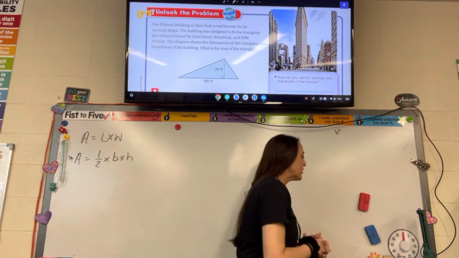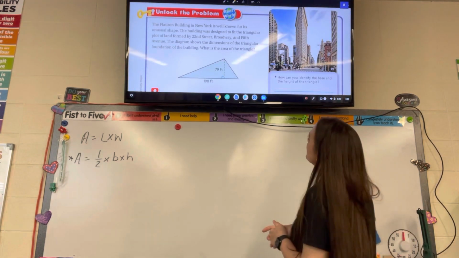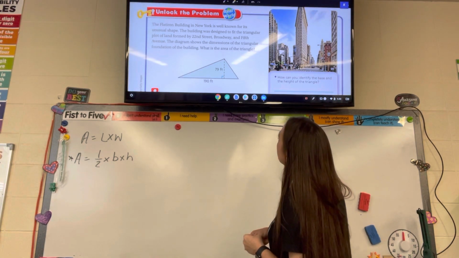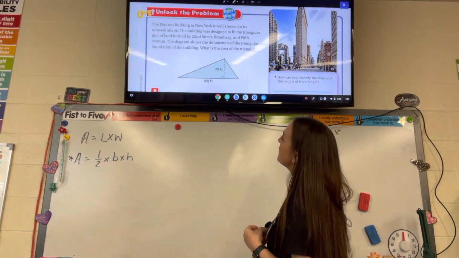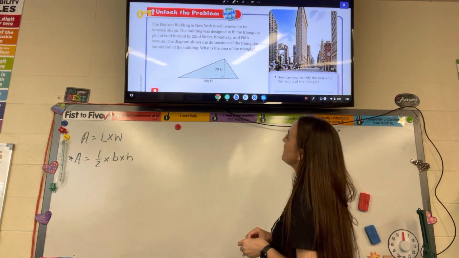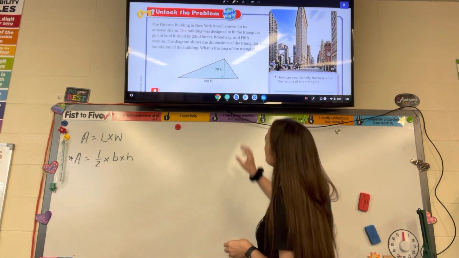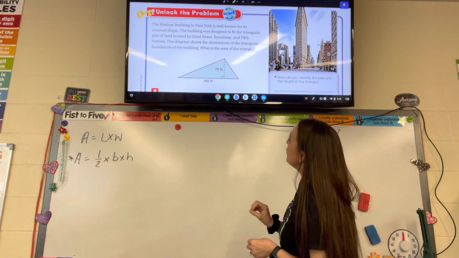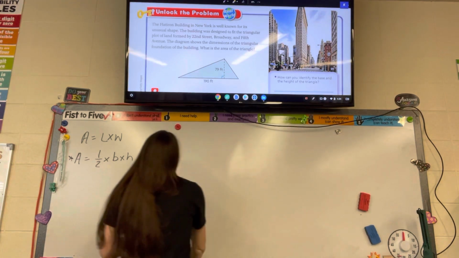The Flatiron Building in New York is well known for its unusual shape. The building was designed to fit the triangular plot of land formed by 22nd Street, Broadway, and Fifth Avenue. The diagram shows the dimensions of the triangular foundation of the building. What is the area of the triangle?